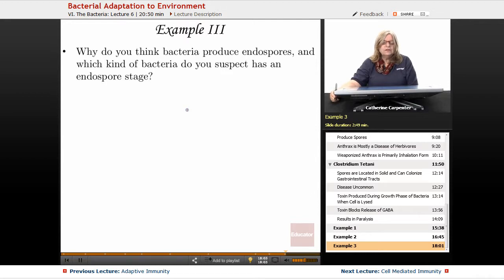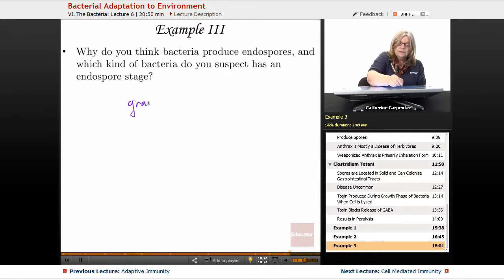So the last example has to do with why do you think bacteria produce endospores, and what kind of bacteria do you suspect might do that? Now, we talked about 3 examples today, and each of those 3 bacteria were gram-positive. So we have gram-positive bacteria. Now, what do we remember about gram-positive?